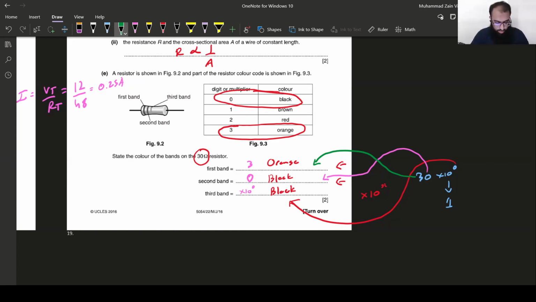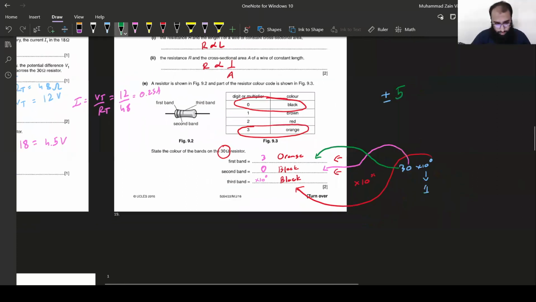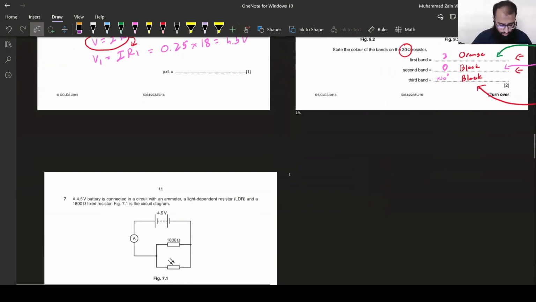If there's a fourth band, then it's about tolerance. It's highly unlikely they would ask you, but that's a plus minus value. If it's plus minus 5, let's say, then the resistance is 30 ohms, but when I'm practically building these circuits, the value could vary within a range of plus and minus 5. So it could vary between 25 to 35 ohms. So that's the tolerance. I hope this is clear to you, Yusuf, to you as well.